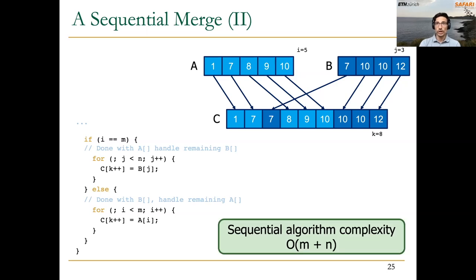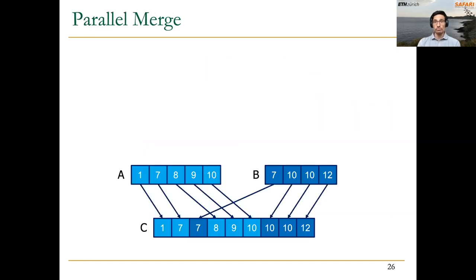One important and interesting observation here is the complexity of this sequential algorithm. As you can see, the complexity is O of m plus n. So if we want to come up with a parallel implementation of the merge algorithm that is work efficient, we should shoot for this complexity, m plus n. So let's start discussing how to implement this merge operation in parallel.